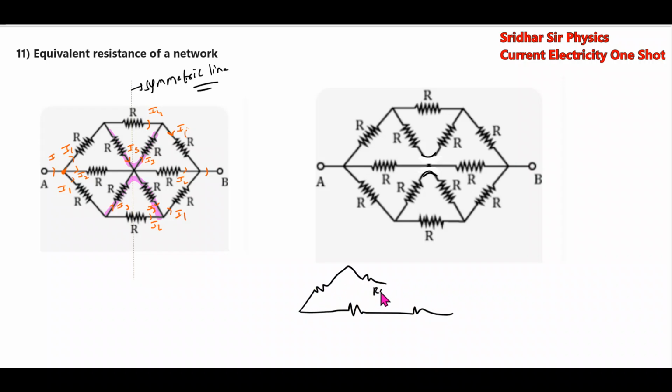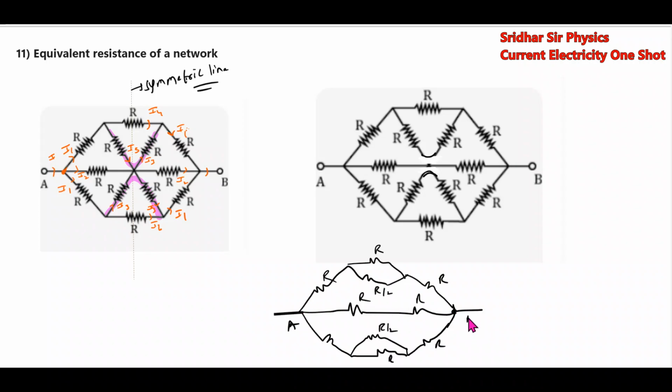R, R by 2, R, R, R. Then we can simplify the series parallel.